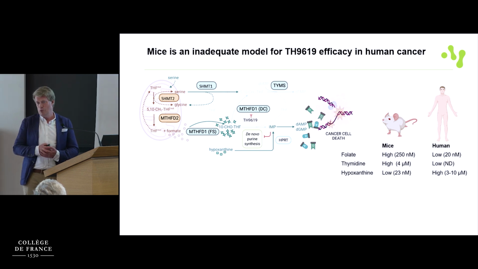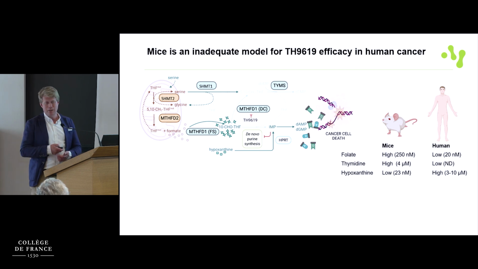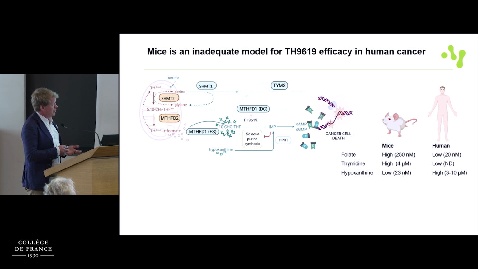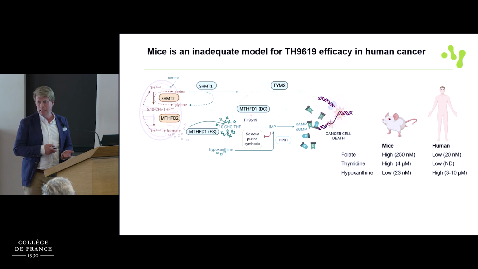And so this then takes us into, how are we translating things into the clinic? We use mice models. Mice have high level of folate, high level of thymidine, and low level of hypoxanthine, which is opposite to humans. They have low level of folate, low level of thymidine, and high level of hypoxanthine. So our compound should actually not work very well in mice. It should only work in humans.